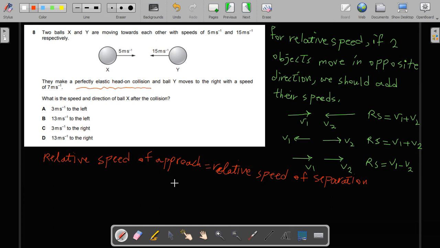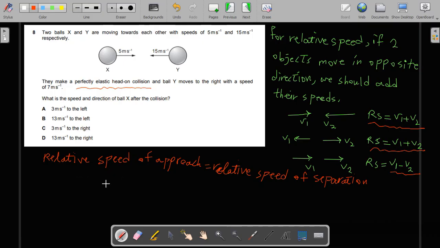Before I solve this question, I should tell you something about relative speed. For relative speed, if two objects move in opposite directions, we should add their speeds, whether they come close to each other or go away from each other. RS means relative speed, an abbreviation I suppose here. So you should add speeds if they move in opposite directions. So in this situation, V1 plus V2. If they move in one direction, then you have to subtract. This is for relative speed. You should use it only for relative speed or relative quantities.